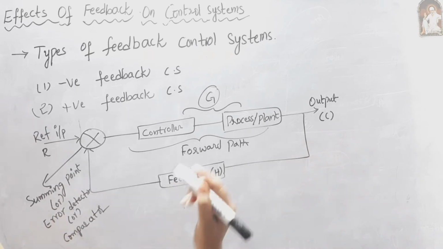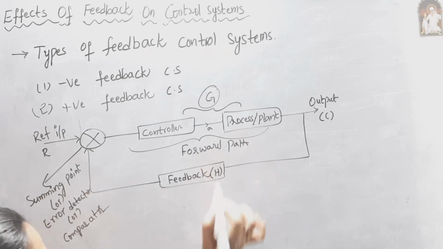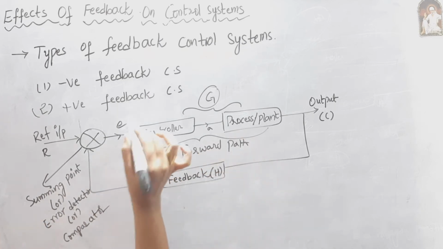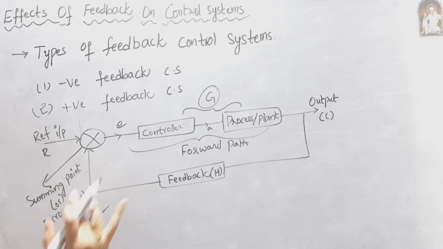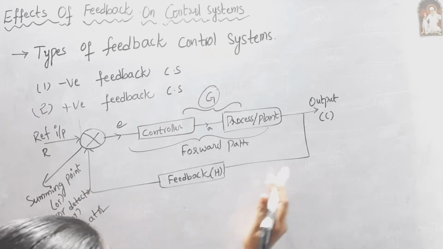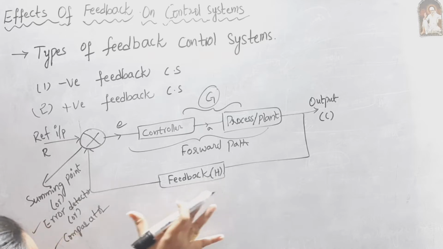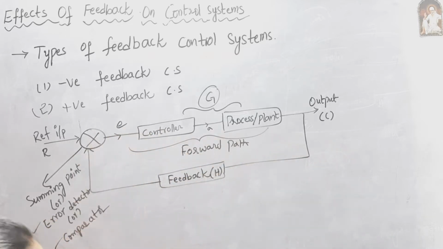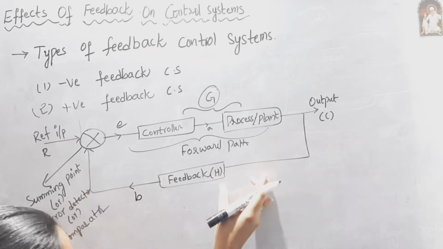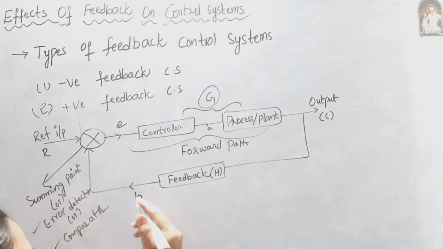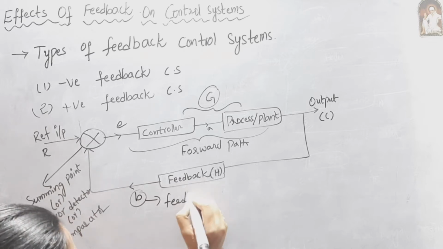We already know that the actuating signal is indicated with A and the error signal is indicated with E. Here this is a summing point, or we can also call it an error detector or comparator. The main purpose of feedback is comparing the output and input. The output is measured by the feedback, so the signal is sent to the comparator or error detector. This signal B is also called the feedback signal.